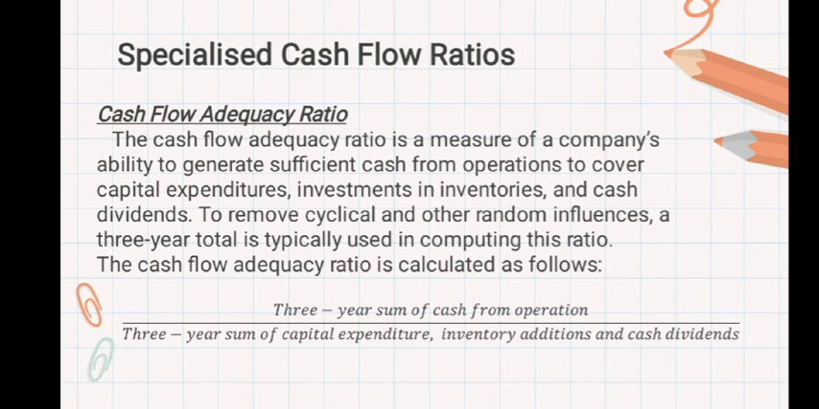Specialized cash flow ratios: the cash flow adequacy ratio. The cash flow adequacy ratio is a measure of a company's ability to generate sufficient cash flow from operations to cover capital expenditures, investment in inventories, and cash dividends. To remove cyclical and other random influences, a 3-year total is typically used in computing this ratio. The cash flow adequacy ratio is calculated as the 3-year sum of cash from operations divided by the 3-year sum of capital expenditures, inventory additions, and cash dividends.